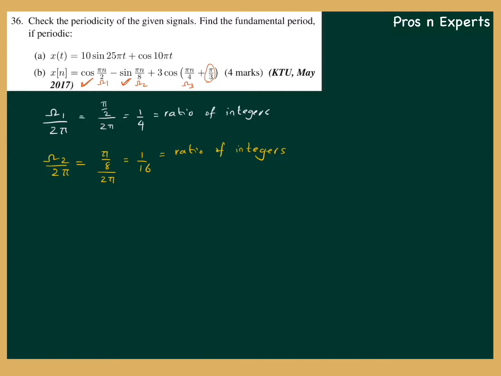Okay, similarly, take omega 3 divided by 2 pi. So omega 3 is pi by 4, and dividing it by 2 pi will give you 1 by 8. 1 by 8 is again a ratio of integers. So we can definitely say that the third term is also periodic. So each of the terms in x of n is periodic. That means x of n is also periodic.